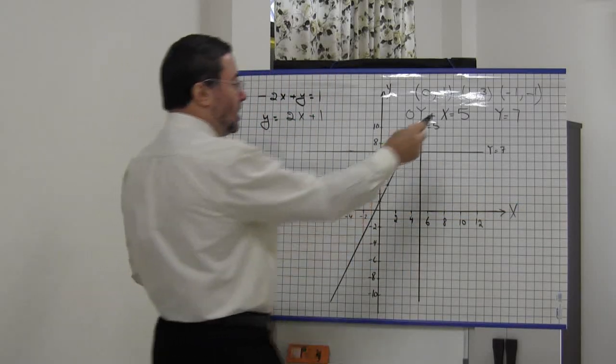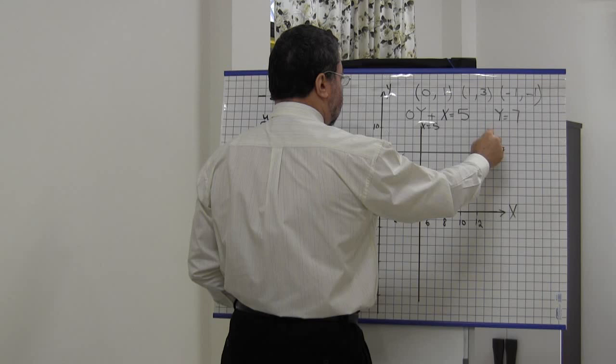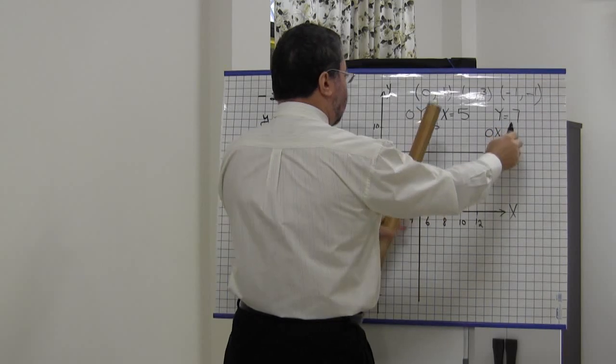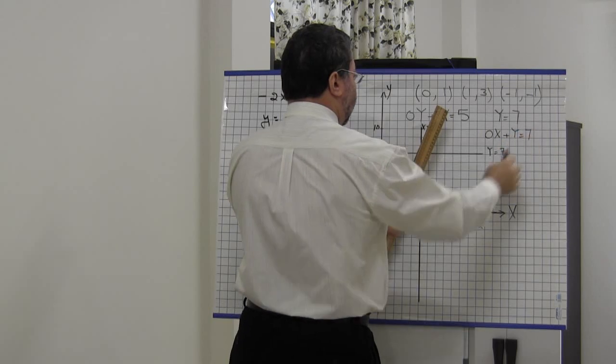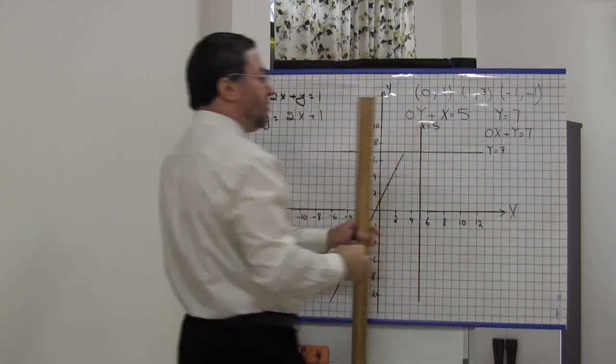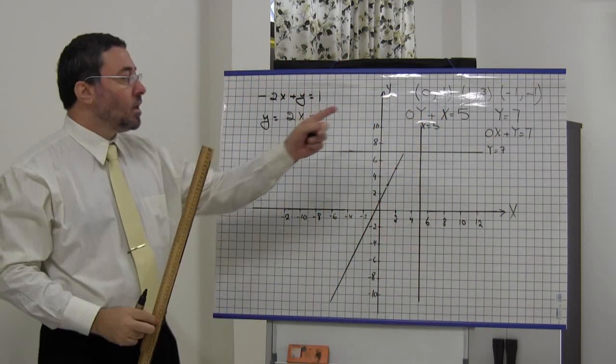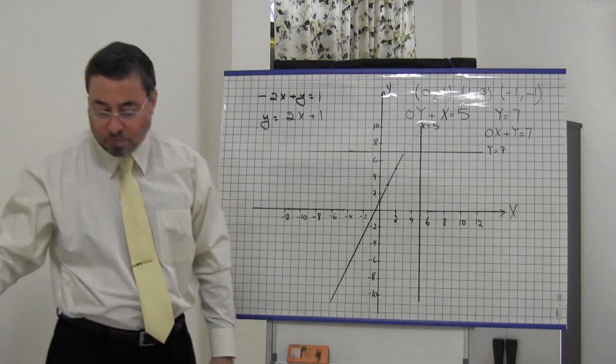And again, the missing term here is 0x plus y equals 7. Whatever value you put for x, you are going to get 7 for y.